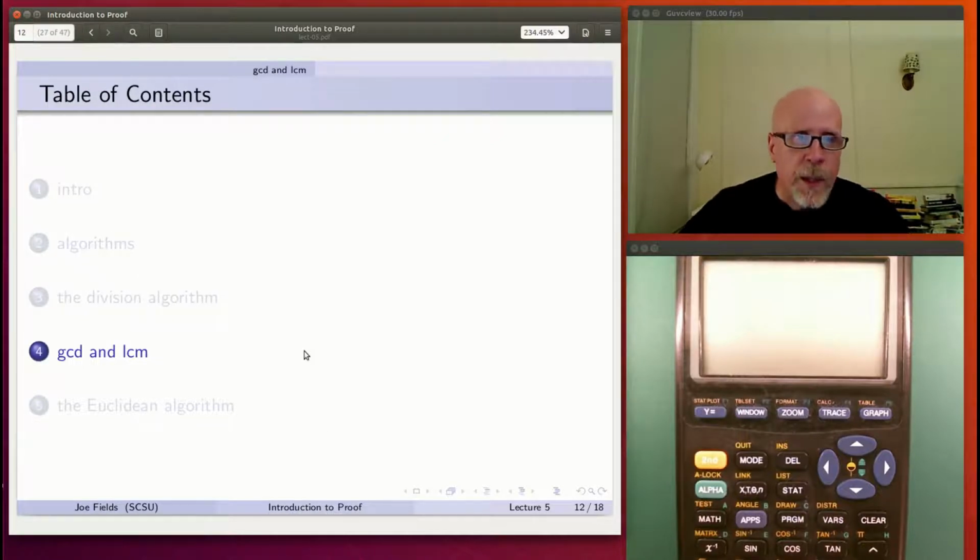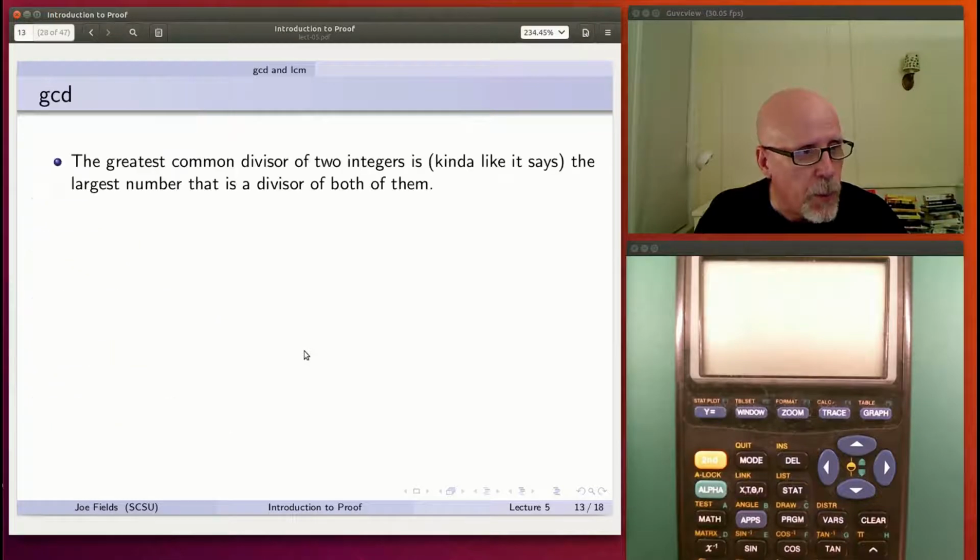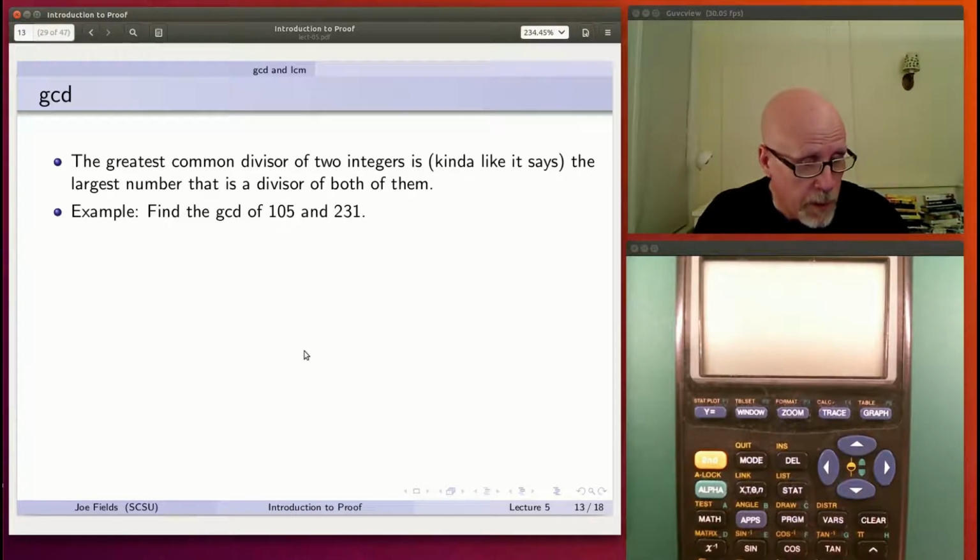Okay, so the other algorithm we want to discuss today is called the Euclidean algorithm. And to talk about that, you need to know about GCDs and LCMs. So let's briefly talk about them. GCD stands for greatest common divisor. And like it says, it's the largest number that is a divisor of both of them. It's a reasonable thing to ask about, isn't it? As an example, suppose we were asked to find the GCD of 105 and 231.